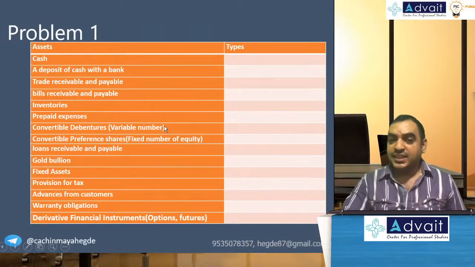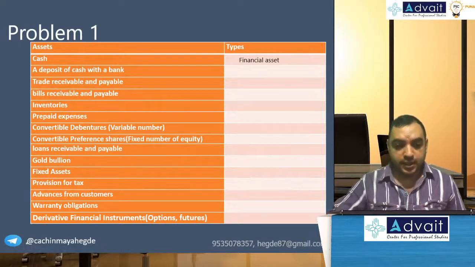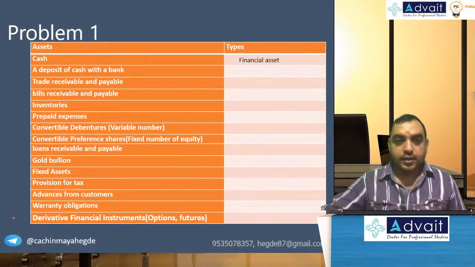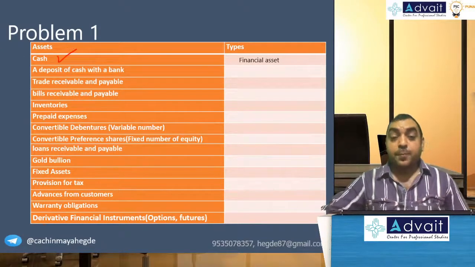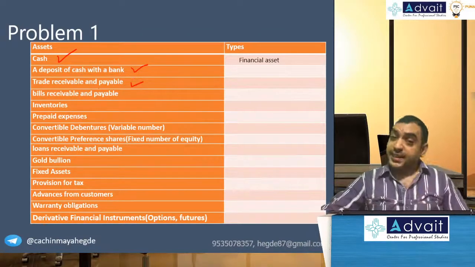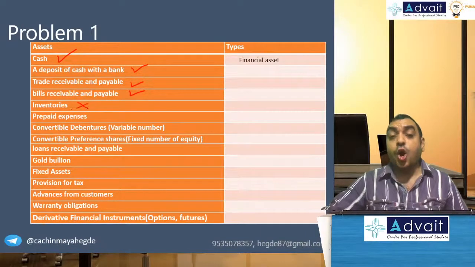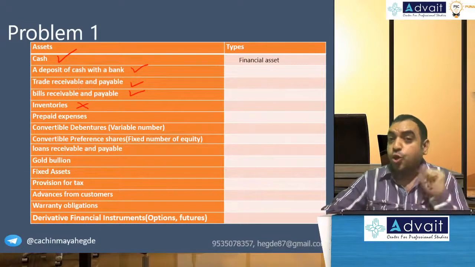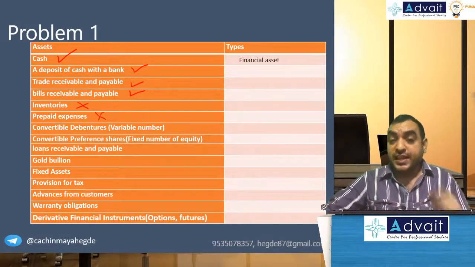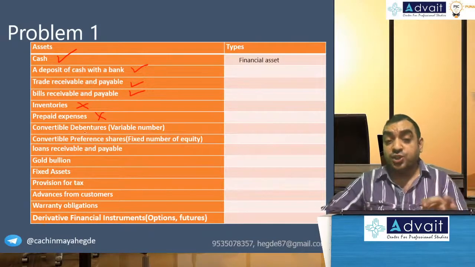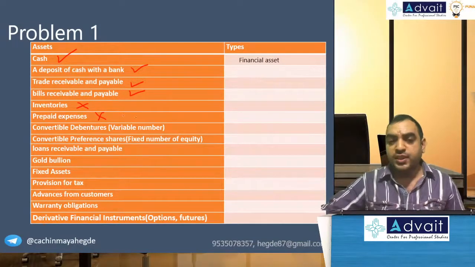Cash, is it a financial asset? Yes. Let me just tick it. Cash is a financial asset. Deposit of cash? Yes. Trade receivable payable? Yes, it is a financial instrument. Bill receivable payable? Yes. Inventories are not. They are physical assets, because you don't have right to receive cash, no contracts. Prepaid expenses I explained, not. Convertible debenture, variable number, I have to explain this to you. Variable number means it is a financial liability, and fixed number means equity.